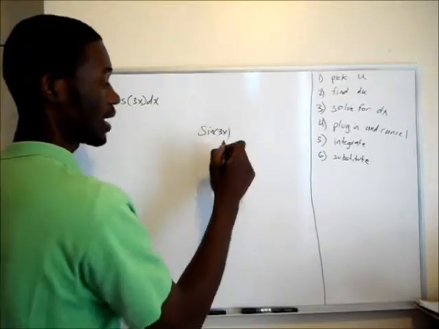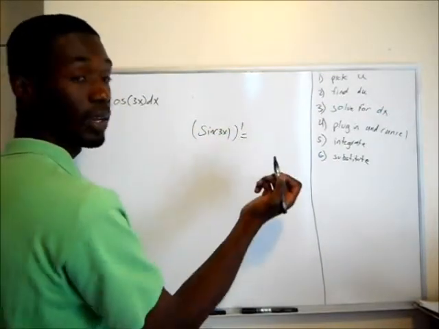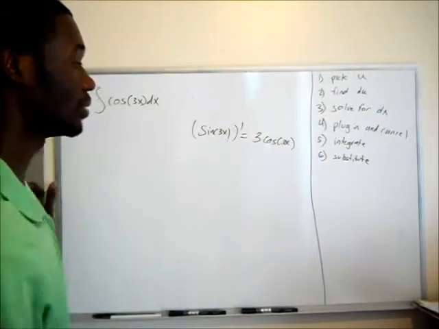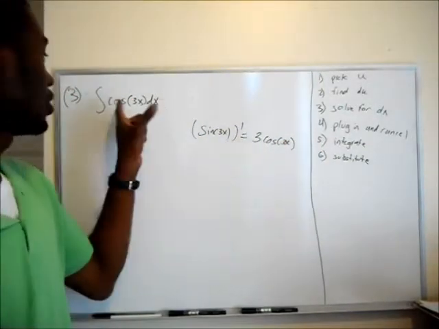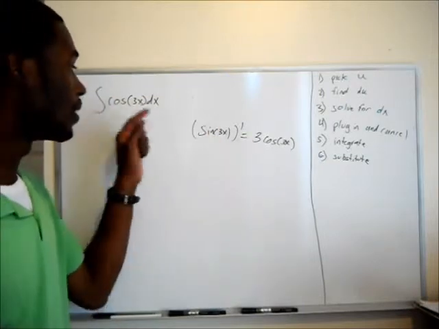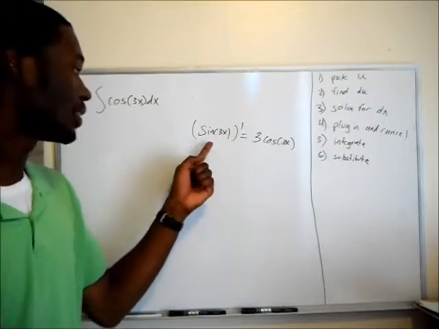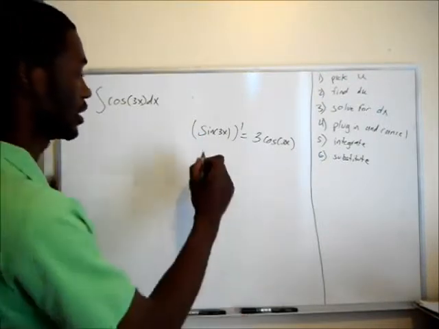Well, if it was sine 3x, when we take the derivative of that, we're going to get 3 times cosine 3x by the chain rule. But then let's look at the 3 in the front. There was no 3 before. That means if we put a 1/3 in the front of this, it might work out. So let's try it.